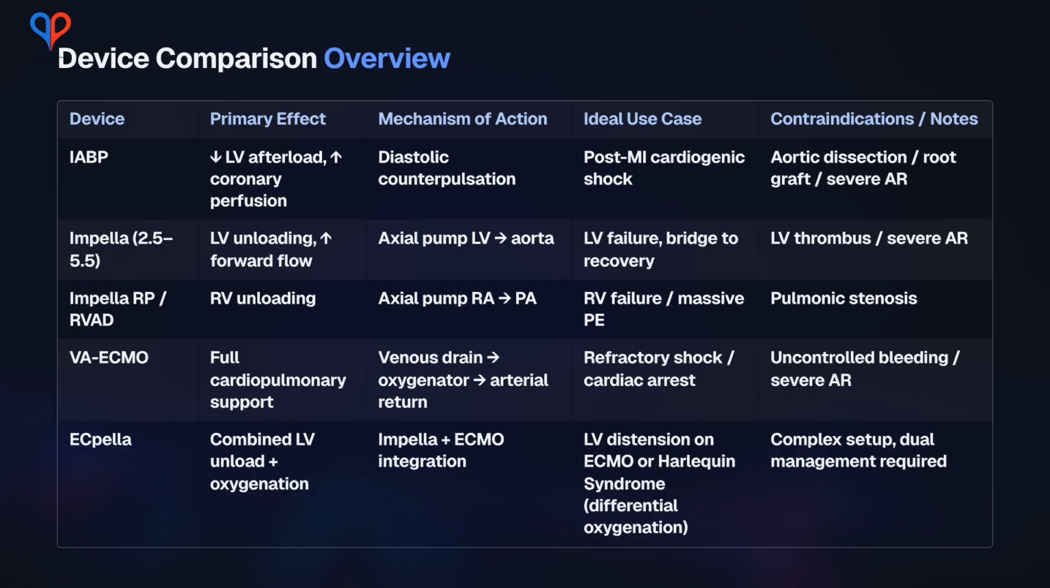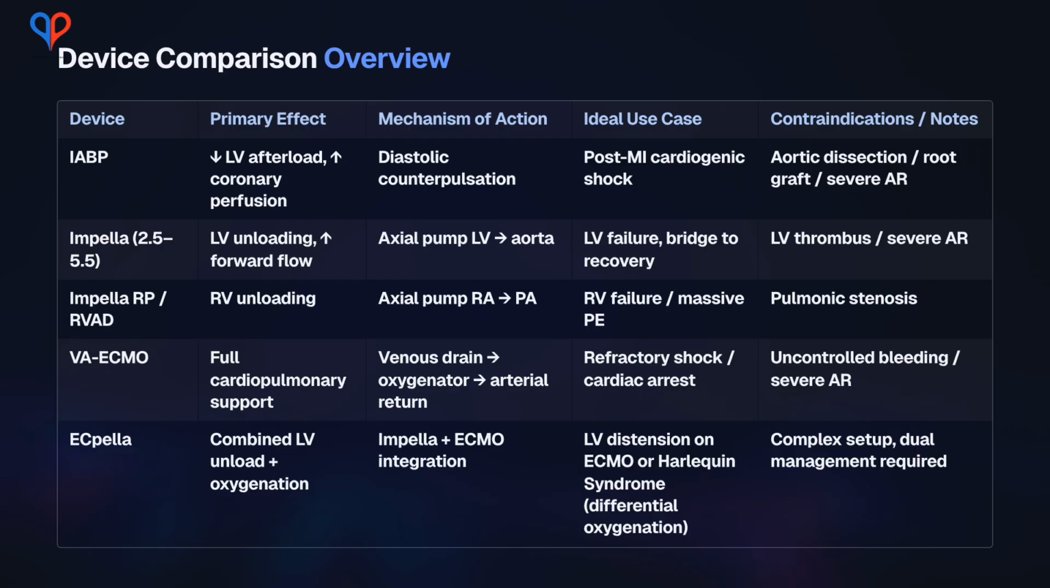ECPELLA configuration combines VA-ECMO with an Impella device to provide simultaneous oxygenation and ventricular unloading. This setup is especially beneficial for patients who develop Harlequin syndrome, also called differential upper body desaturation, where oxygenated and deoxygenated blood mix due to partial native cardiac ejection. It is also used when ECMO alone causes excessive left ventricular distension.